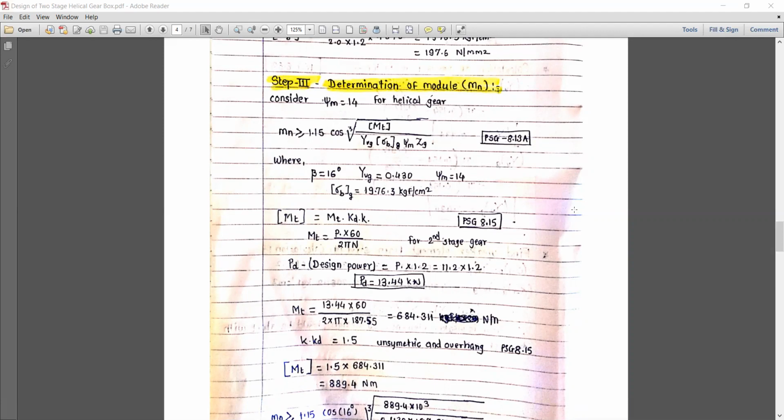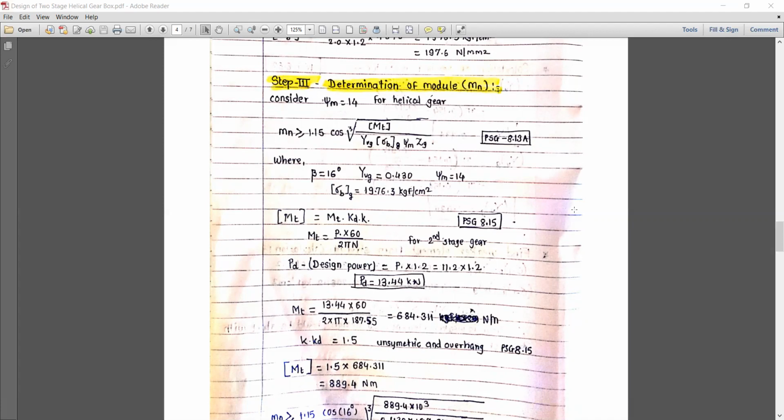Okay, because we need to find this for the second stage. So design power is equal to given power multiplied by service factor, that is 1.2. So design power is equal to 13.44 kilowatt. So MT is equal to 13.44 multiplied by 60 divided by 2 into pi into 187.55. Okay, you can use this equation, or referring PSG page number 8.15, there is another equation you can refer to that also.